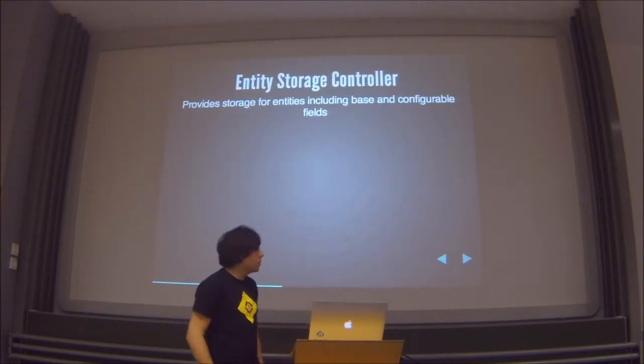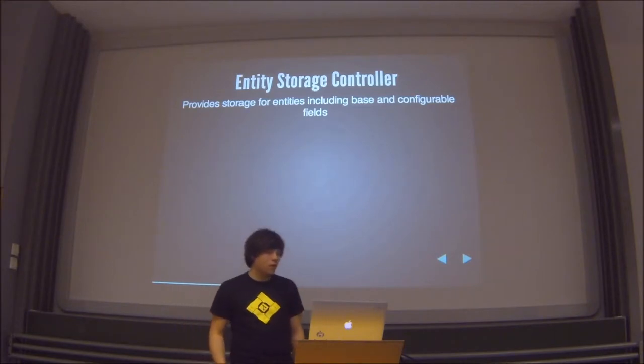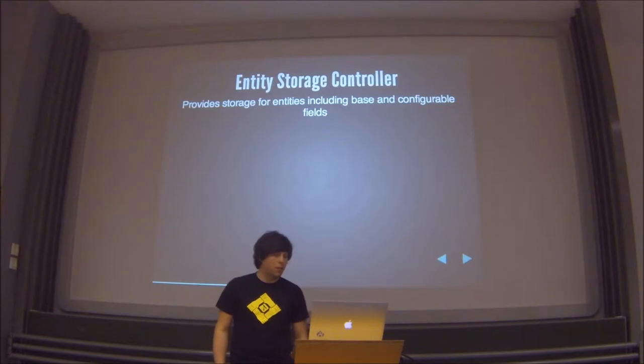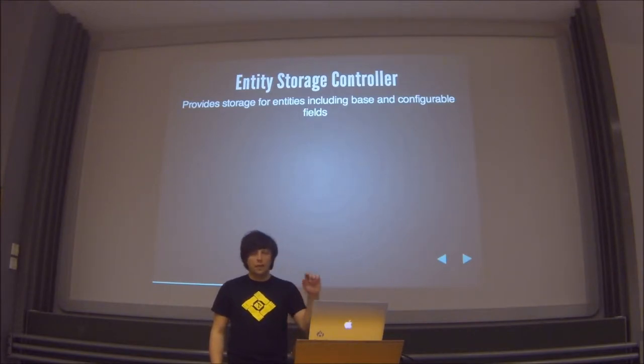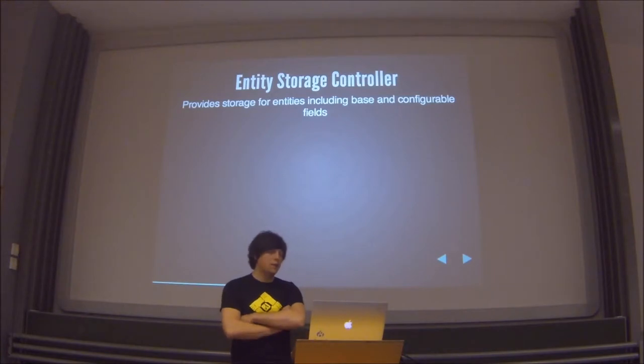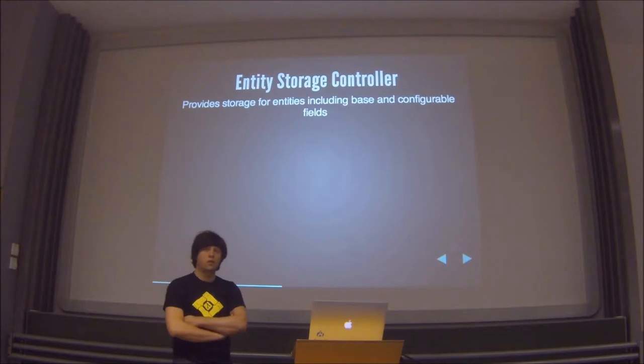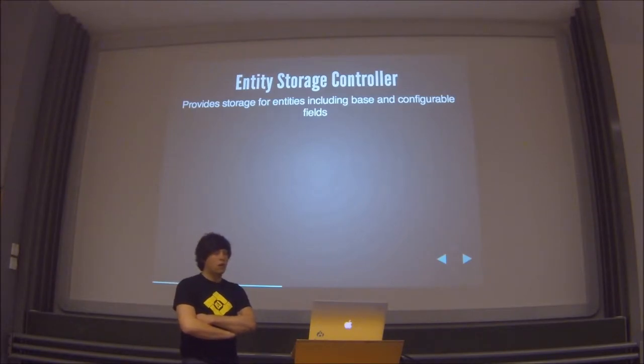For example, the entity storage controller is completely new. It provides storage for entities including base fields and configurable fields. What base fields and configurable fields means is base fields are the entity properties and configurable fields are fields from the field UI module. The entity storage controller is responsible for loading, saving, deleting, translating, and revisions for your entity.